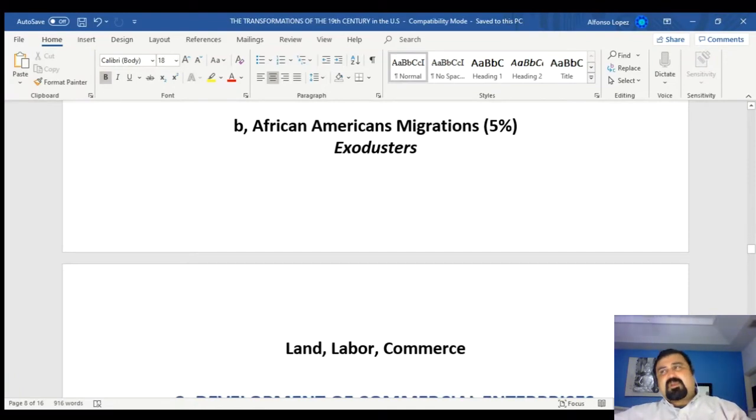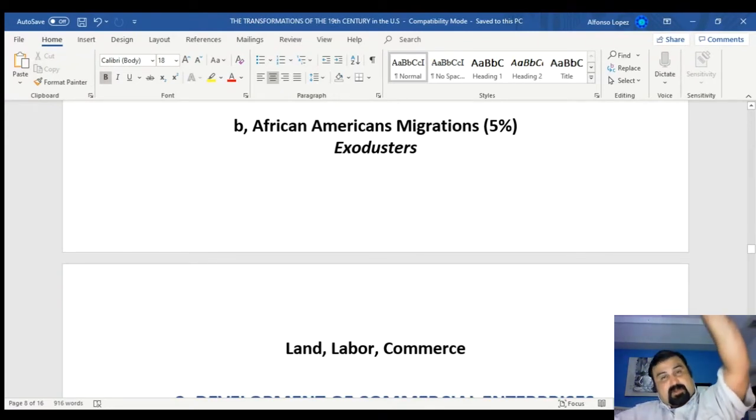Now, there's also going to be another group of people that are going to migrate into the Great Plains region, the Western Territories, and they were the African Americans. Again, there are African American migrations into the Western Territories. About 5% of the African American population that lived in the U.S. South after the Civil War came to an end in 1865. We're talking about the African American population in the U.S. South being about 4 million. So 5% decided to leave the South.